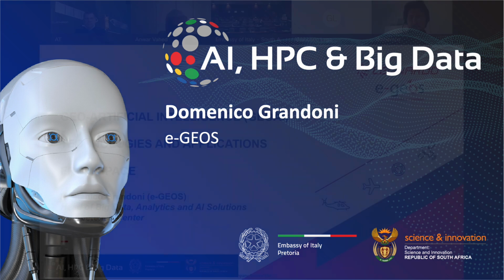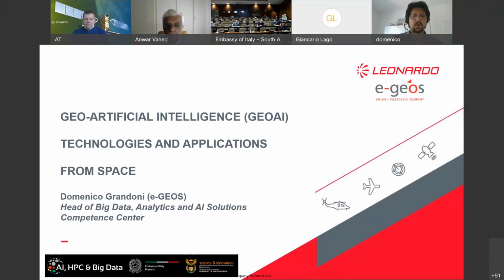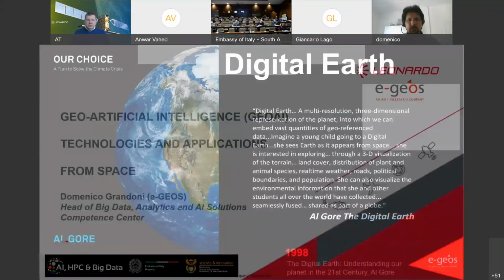I will bring you through my presentation on our applications of a specific branch of artificial intelligence that is specifically applied to geospatial data, to geoinformation data from space. Okay, well, I will start with this slide.